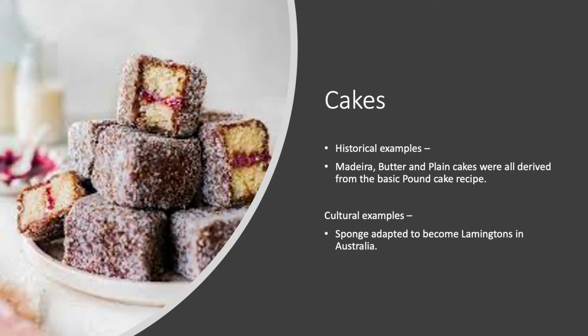Cakes. There you go. Some historical examples might be Madeira, butter and plain cakes were all derived from the basic pound cake. Cultural examples might be a sponge cake that's adapted to become lamingtons in Australia. A cronut, maybe a cultural or a historical version. The mixture of the croissant and the donut.